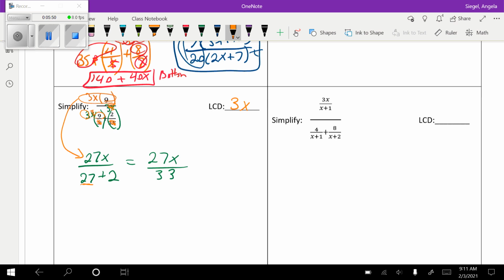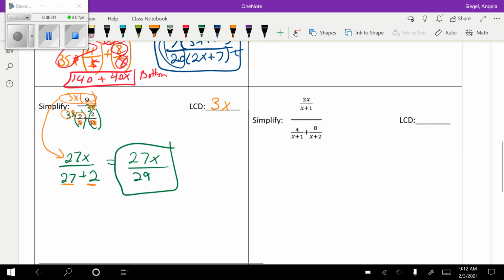And then all of this canceled out, so 27 plus 2. Oops, 27 plus 2 is not 33. It is 29. And this is our final answer.